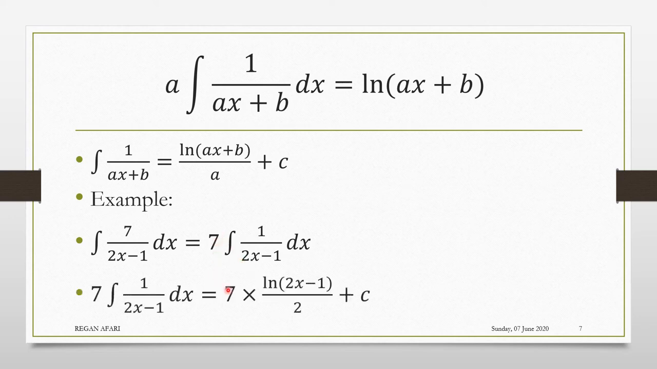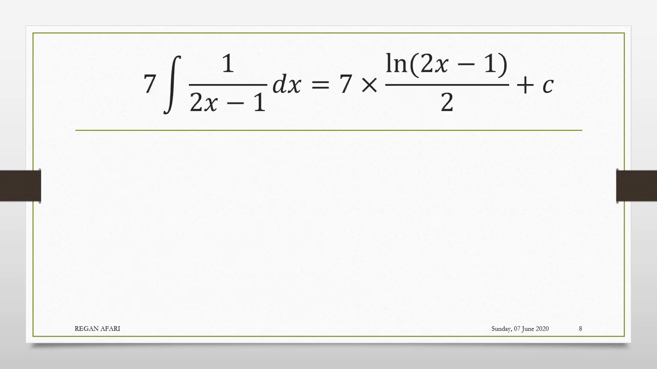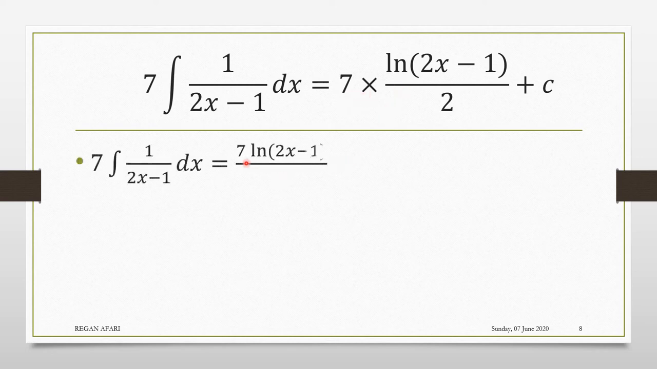Like I said, it is the log of this denominator, which is 2x minus 1, divided by the coefficient of the x term, which is 2. The 7 is there, don't forget, so times 7. Let's repeat this on the next slide. What happens is that we multiply, and then we get 7 ln|2x minus 1| all over 2, plus c, and then we are done. Very, very easy.